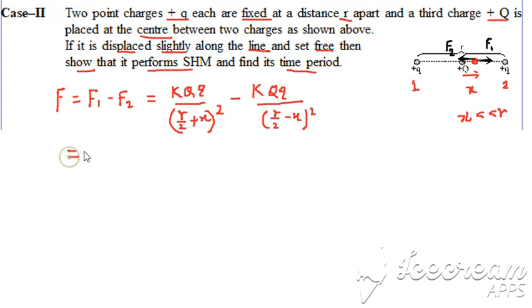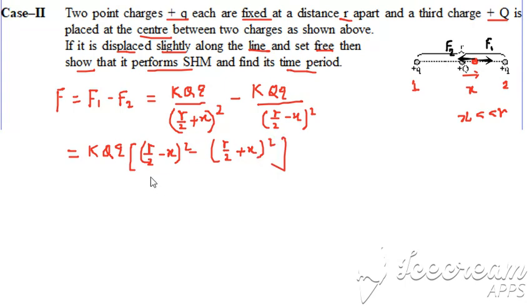If we simplify this expression, it is going to be kQq, and in the bracket we will have the difference (r/2 - x) whole squared minus (r/2 + x) whole squared, and in the denominator we will have the product of these, (r/2 + x) whole squared into (r/2 - x) whole squared.